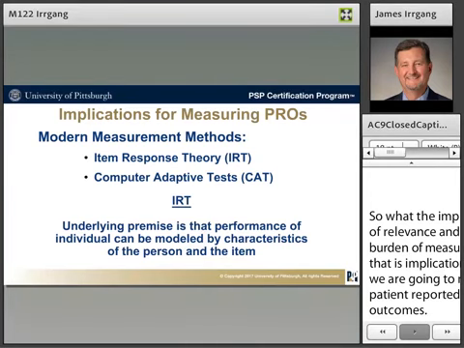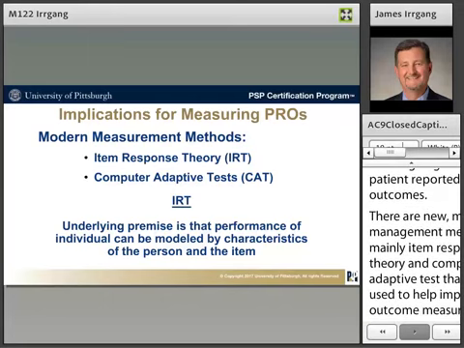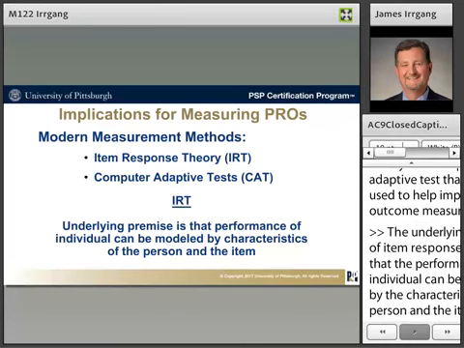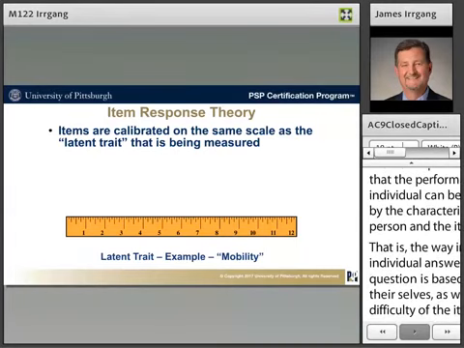And the underlying premise of item response theory is that the performance of an individual can be modeled by the characteristics of the person and the item. That is, the way an individual answers a question is based on them, themselves, as well as the difficulty of the item. And this premise is used in item response theory.